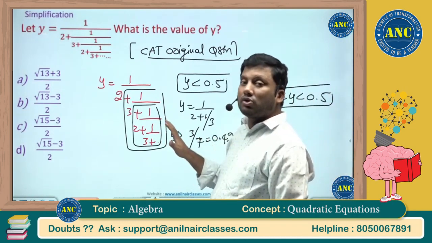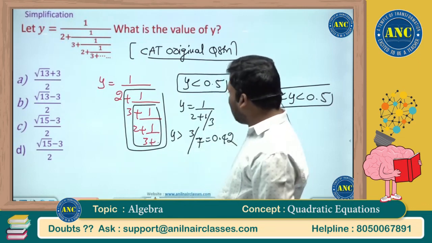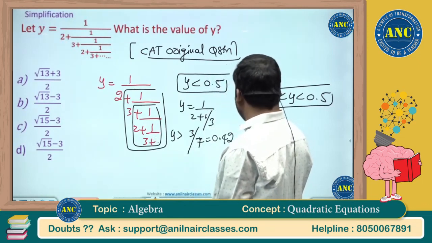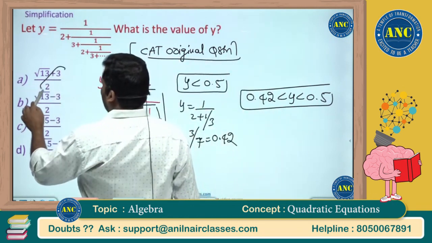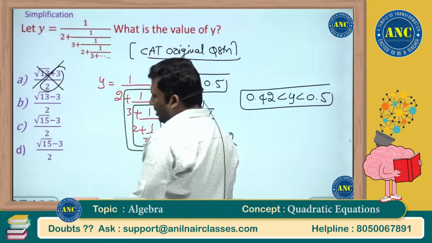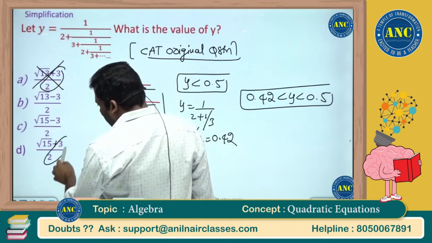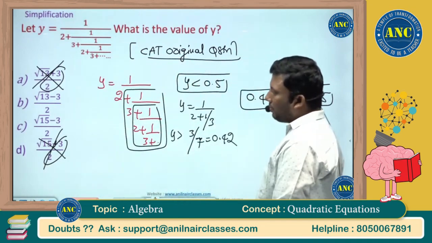There is no need to solve any equation. Just by looking at a question, we will get the answer. Answer should lie between 0.4 to 0.5. This is 3 by 2. 3 by 2 is 1.5 plus something. Answer, it is not possible. This is also 3 by 2. 1.5 plus something. It is not possible.